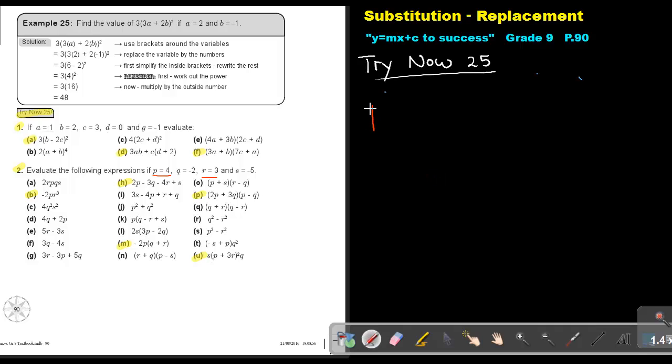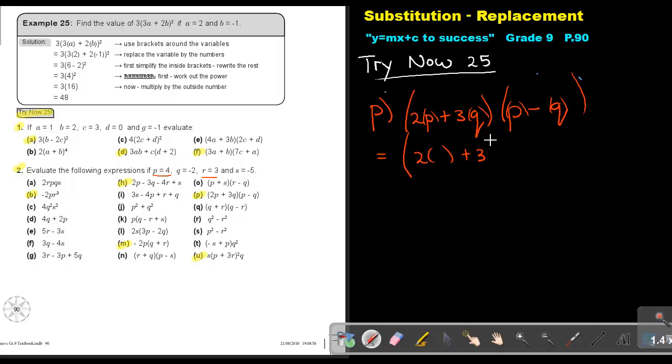So if I look at number P, it's a big bracket, 2P plus 3Q, bracket P minus Q. Remember, small bracket, small bracket, small, small. Rewrite, big bracket, 2. Clean the inside of the bracket. Big bracket, big bracket. Okay, now in the place of P, I will put 4. In the place of Q, negative 2. In the place of P, I will put 4. And in the place of Q, negative 2.